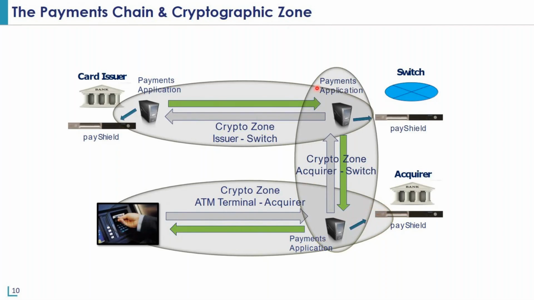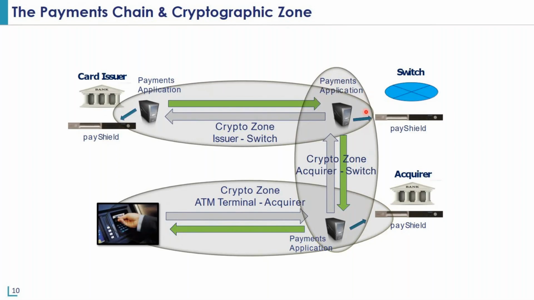Then they will re-encrypt your data with the key which is common between the acquirer bank and the switch network. When the data for validation is received at the switch network, it is decrypted again. The key which is common between your acquirer and switch will be used for decryption. Then your data will be re-encrypted with a key which is common between your issuer bank and your switch network.